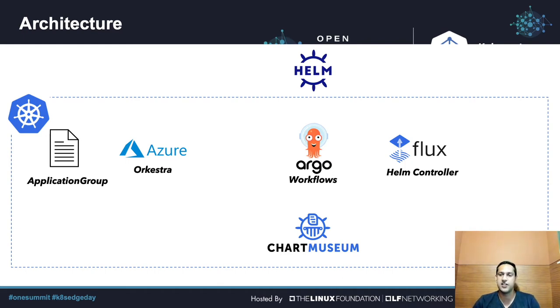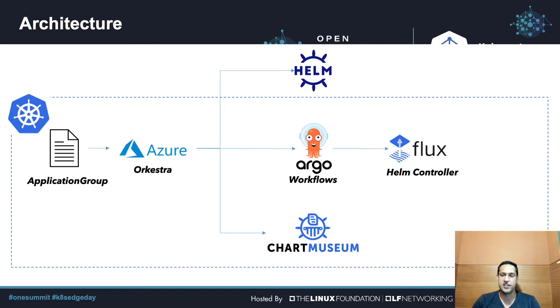Each application in the application group declares a set of dependencies on other applications in the group. The defined dependency order is parsed and used to generate the workflow DAG. On reconciling the resource, Orkestra submits an Argo workflow resource type containing the application group graph.